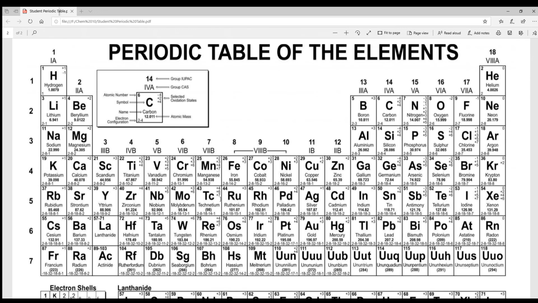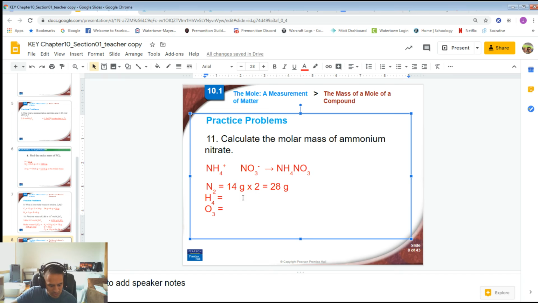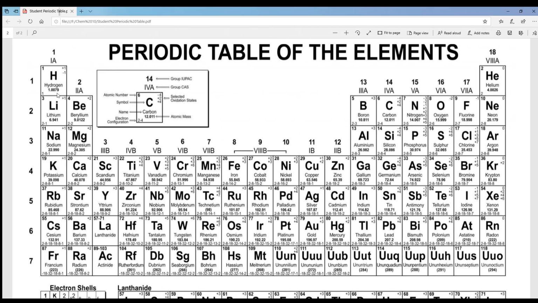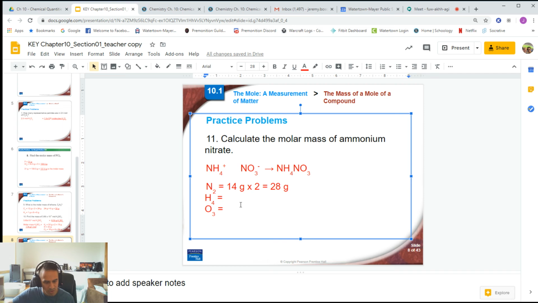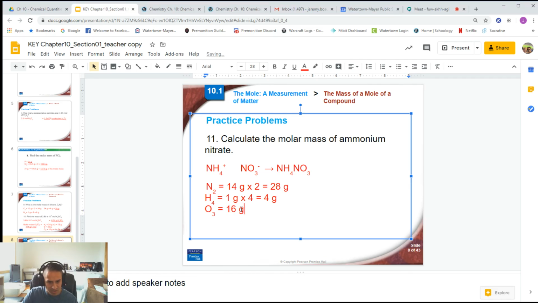So nitrogen has a mass of about 14 grams. So let's go look back at our notes. So nitrogen is 14 grams, times that by 2, because there are 2 of them. So that's 28 grams. Hydrogen has a mass of basically 1. So 1 gram times that by 4, so that's 4 grams. And then oxygen, again, looking at our periodic table, has a mass of 15.999. We're just going to say 16 to make it easy. So oxygen is 16 grams, times that by 3.